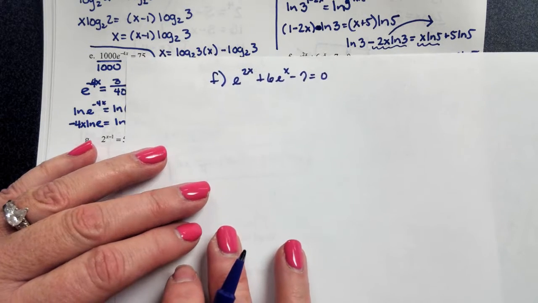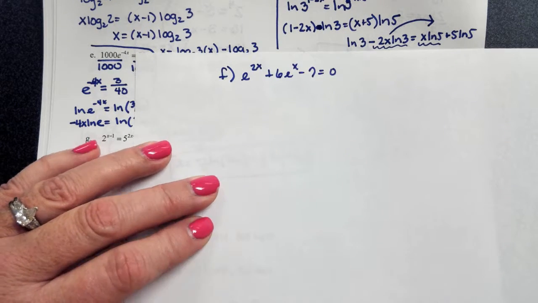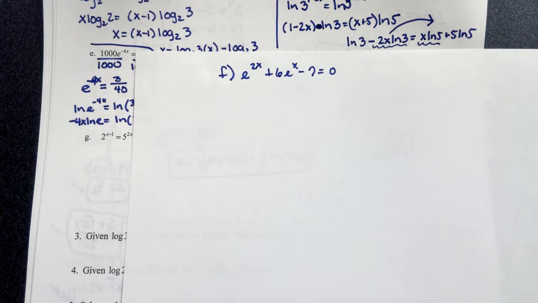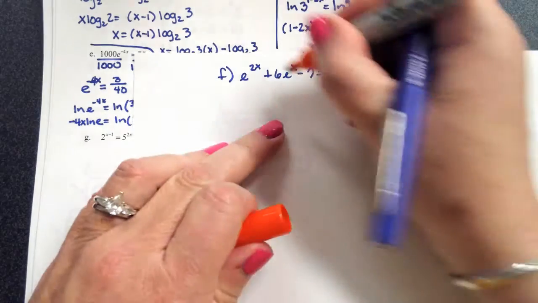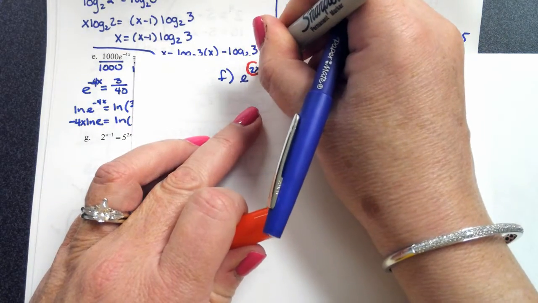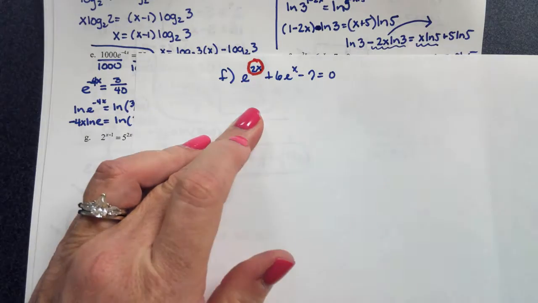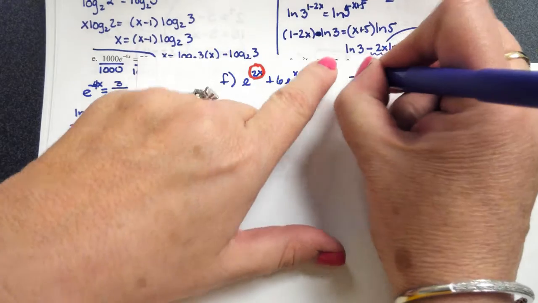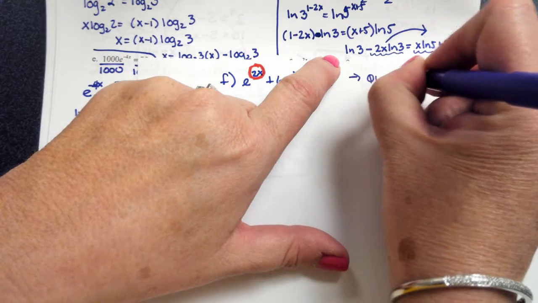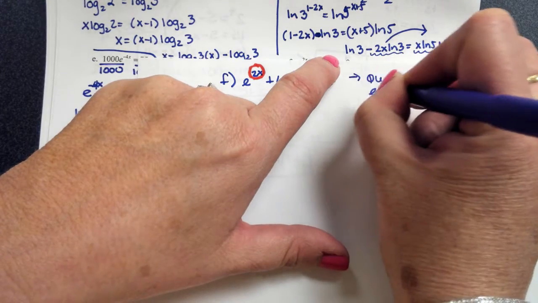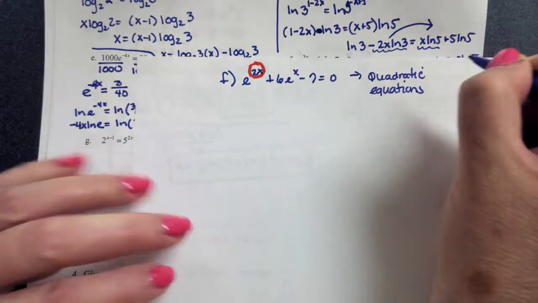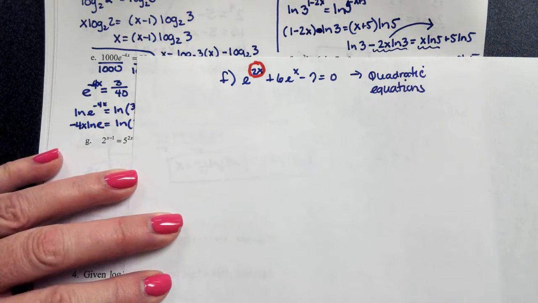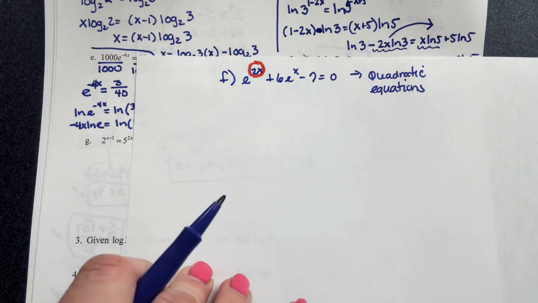First of all, when you see an exponent, and it's an exponential equation, and you see this 2x, it's no longer a linear equation. This is a quadratic equation. And how do you always try and solve quadratic equations? You always try and solve by factoring. Remember, we talked about this when we solved our trig equations.